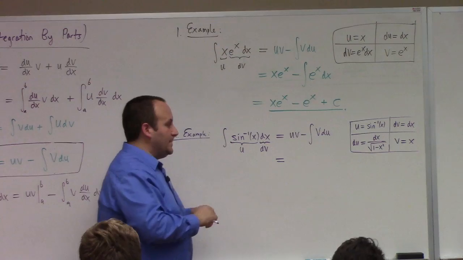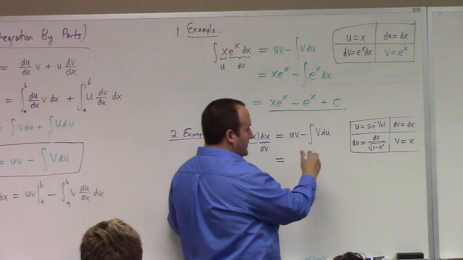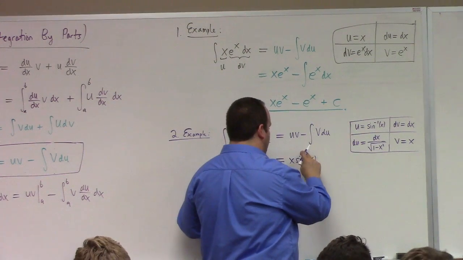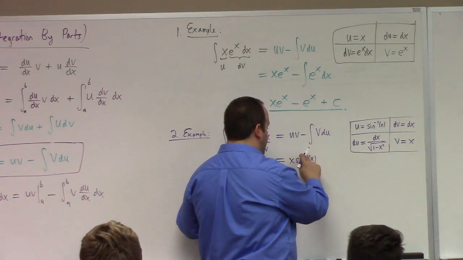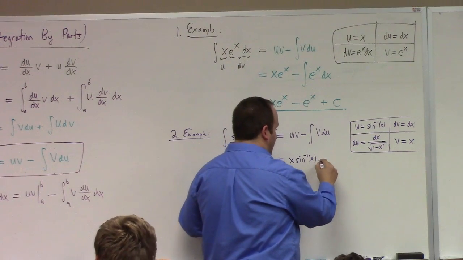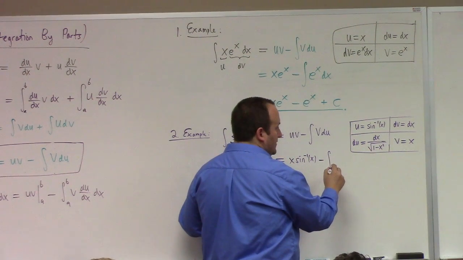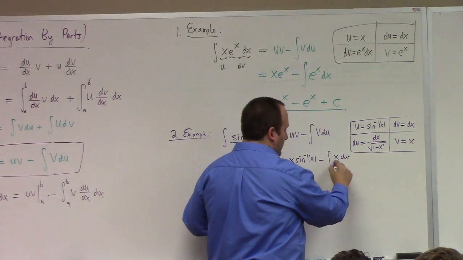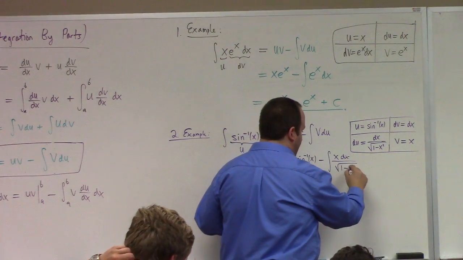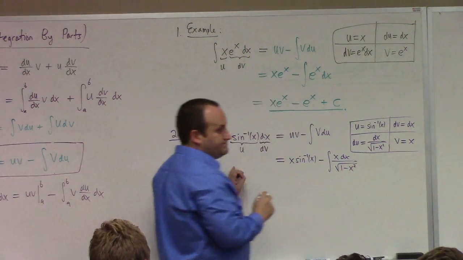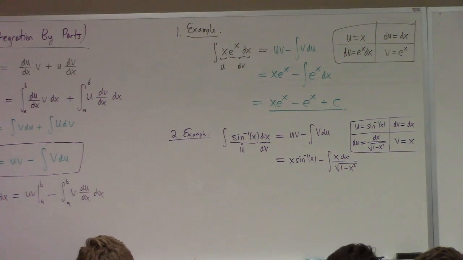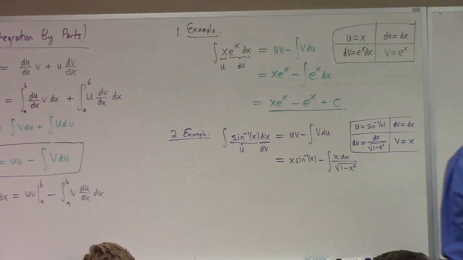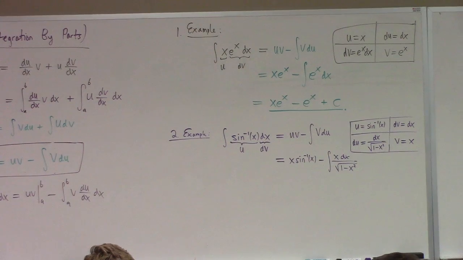Okay, so uv is what? It's x times sine inverse of x. I wrote the x first for matters of good taste. And then minus the integral of v du. So that would be x dx over the square root of 1 minus x squared. You're like, oh man, well that's no good, right? Is it no good?